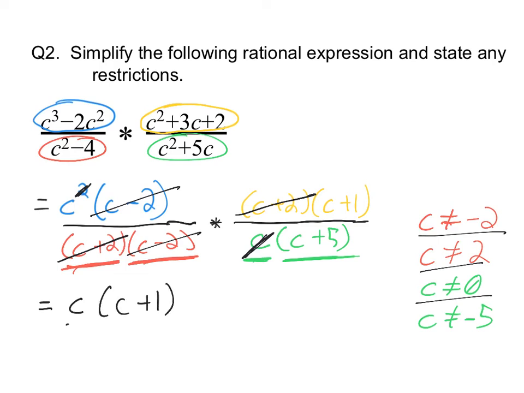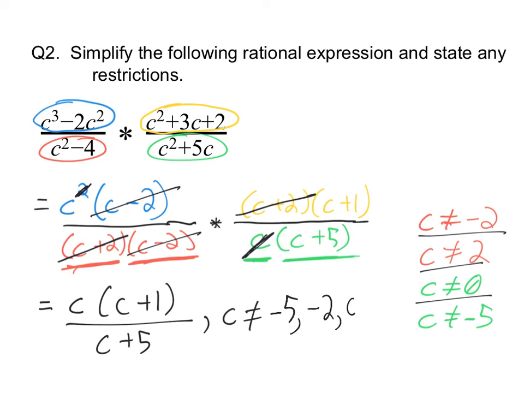Those are all of the factors that are left in the numerator, divided by c plus 5, that is the only factor that remains in the denominator, provided that c is not equal to, and again, we typically list these from the lowest value to the greatest value. So c is not equal to negative 5, or negative 2, or 0, or 2.